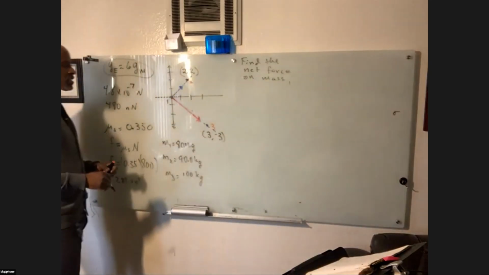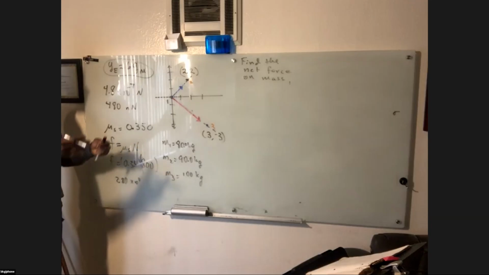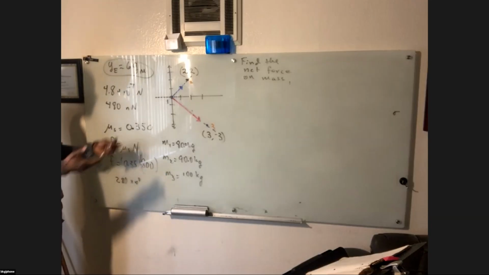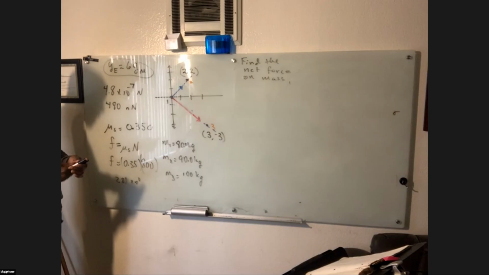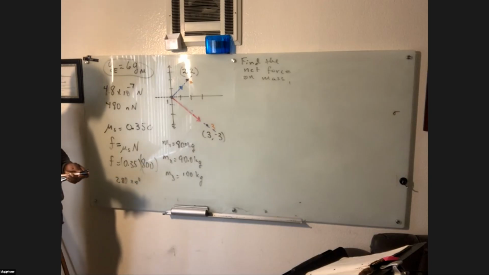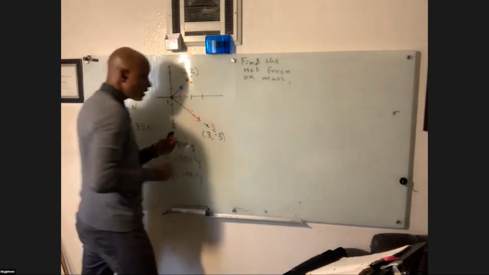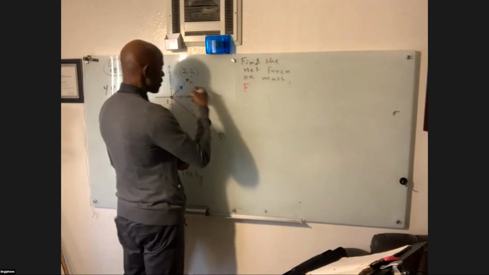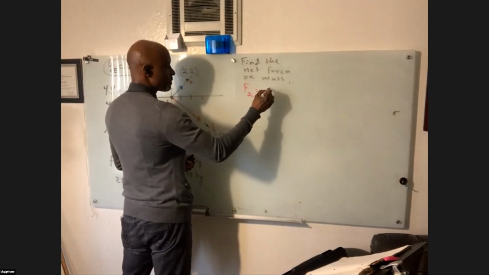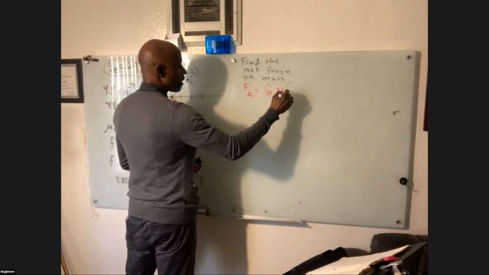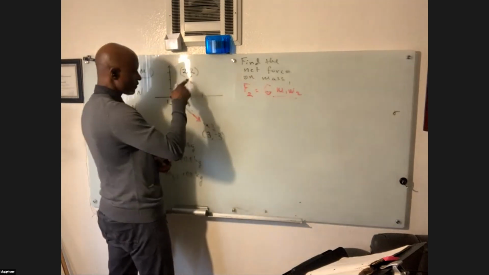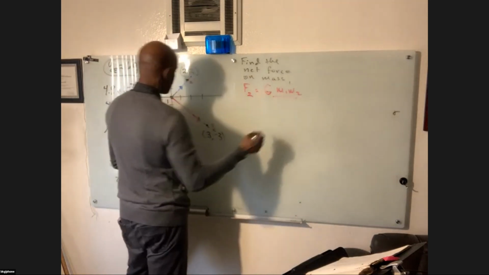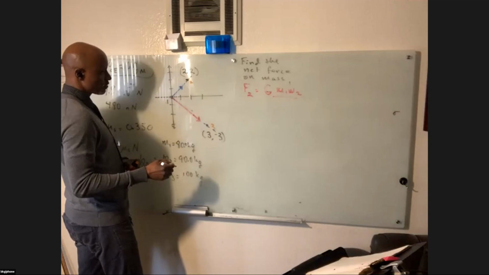Well, now it's not just a matter of G M1 M2 over R squared. I have to do that for both. That's going to give me the overall magnitude, but now I have to resolve those two vectors. In other words, F, I'll just call it F2. F2 is going to be equal to G M1 M2 over R squared, where R, by the Pythagorean theorem, in fact, we could do it, is going to be 2 squared plus 2 squared.